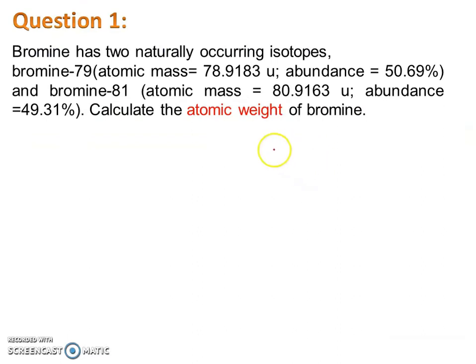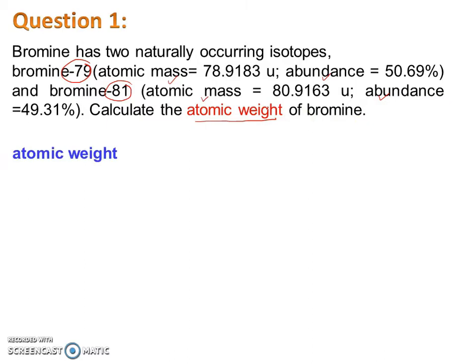Question 1. Bromine has two naturally occurring isotopes. The first one is bromine-79, with the atomic mass and abundance given. The second one is another isotope, bromine-81. They give you the atomic mass and the abundance. Calculate the atomic weight of bromine.